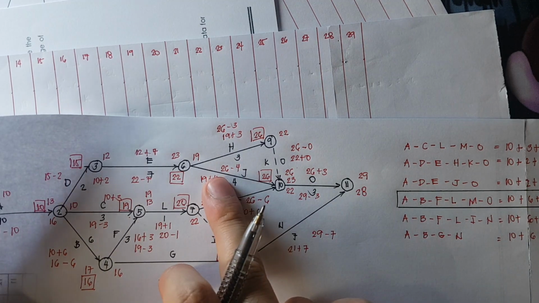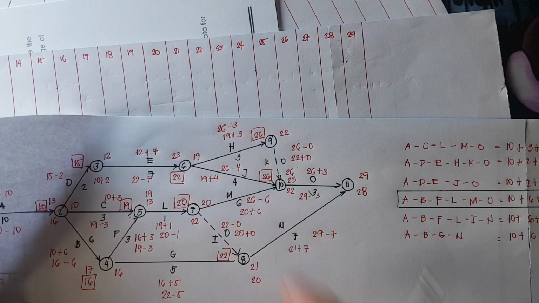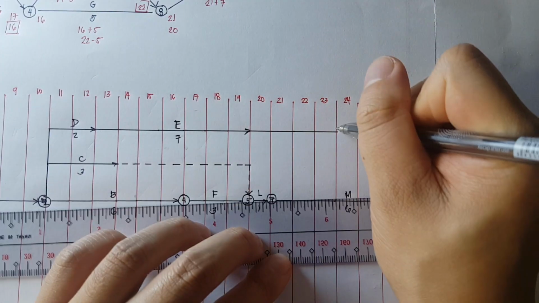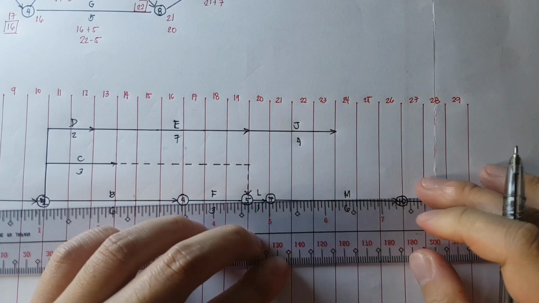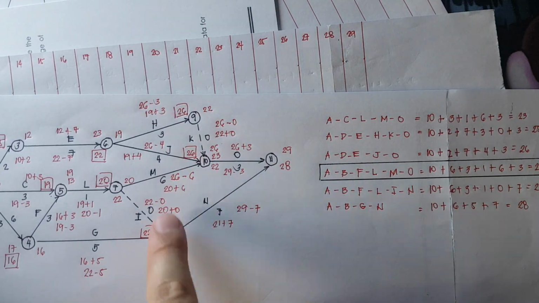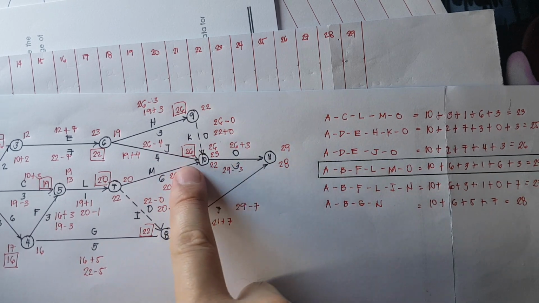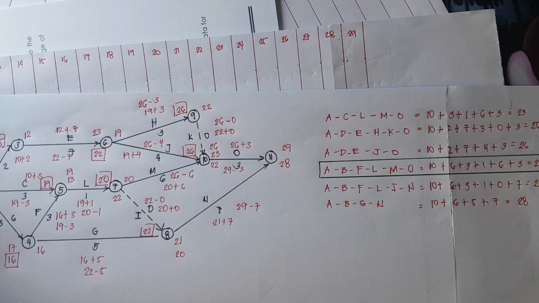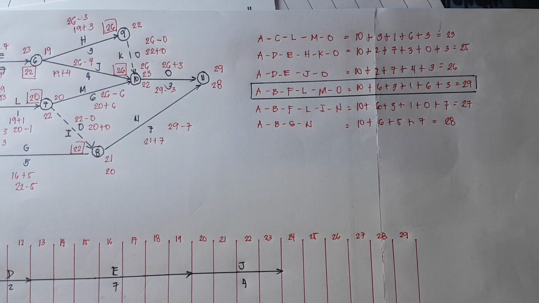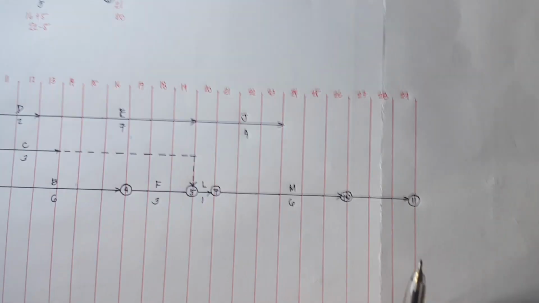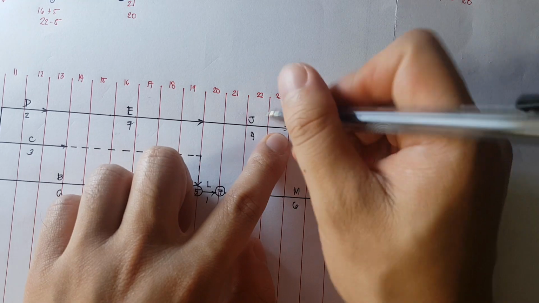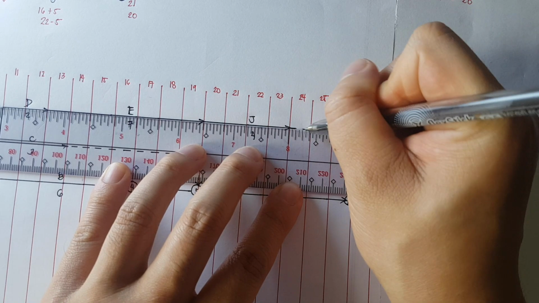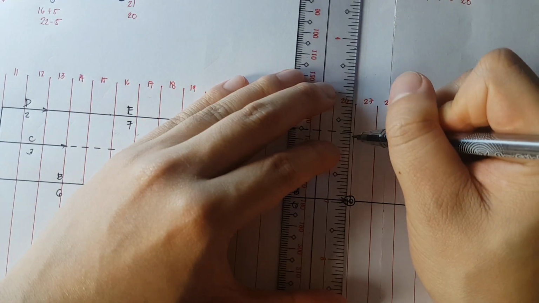Next, we have activity J. Activity J is 4 days. So let's just continue. We have 1, 2, 3, 4. This is activity J, and it is 4 days. And lastly, we have activity O. Activity O is for 3 days. Okay? So it is activity O, but activity J is just 4 days. Therefore, the remaining days would be a free float. So we have here a free float of 3 days.